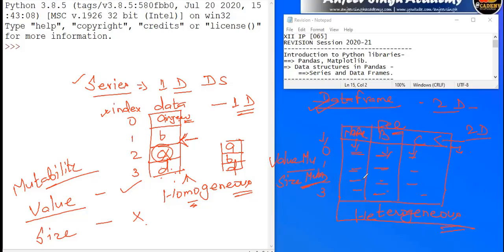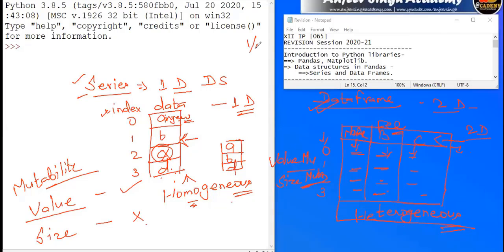You can remove any other row also. So you can make a change anyway in a data frame. So now you understand what a series is. Series is a one-dimensional data structure. Data frame is a two-dimensional data structure. Series contains homogeneous data, while data frame contains heterogeneous data.